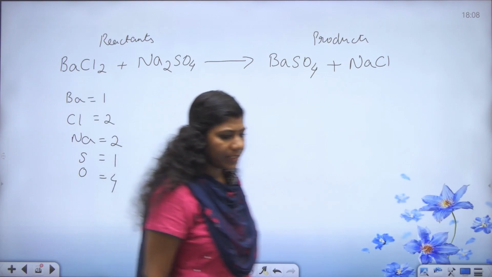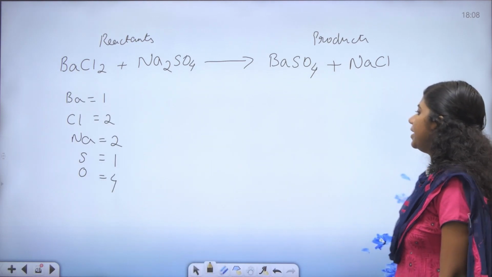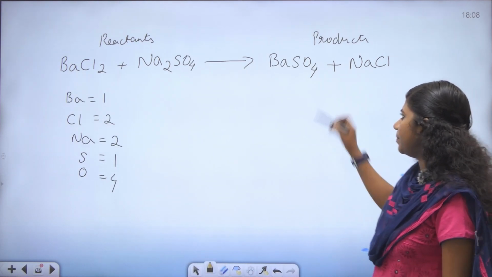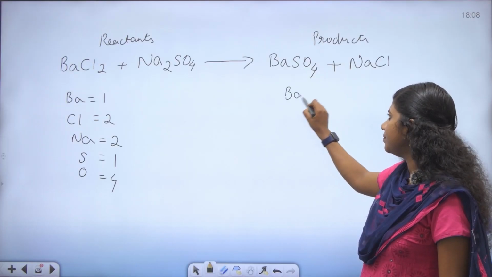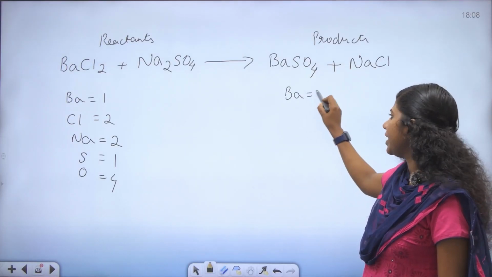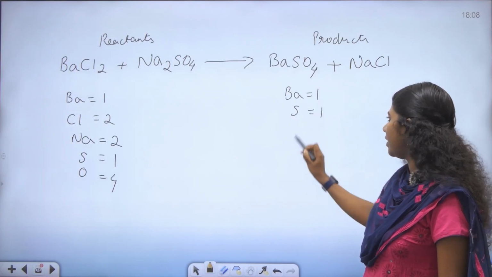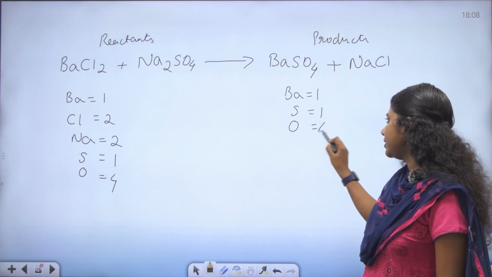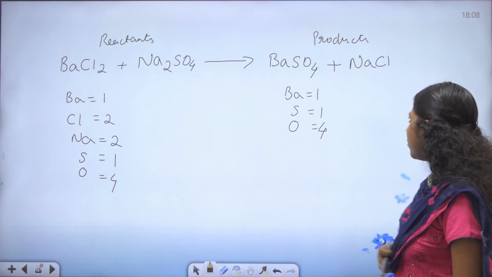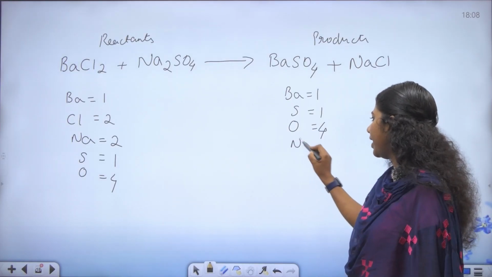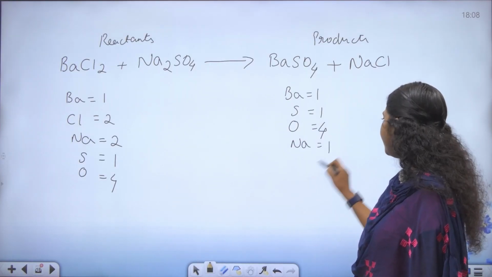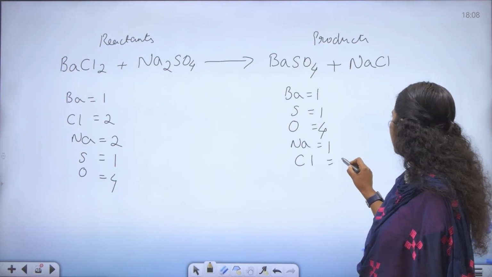And on the product side, the number of barium atoms in BaSO4 is 1. In SO4, the number of sulfur atoms is only 1, and the number of oxygen atoms is 4. And sodium in NaCl is only 1. Chlorine is only 1.